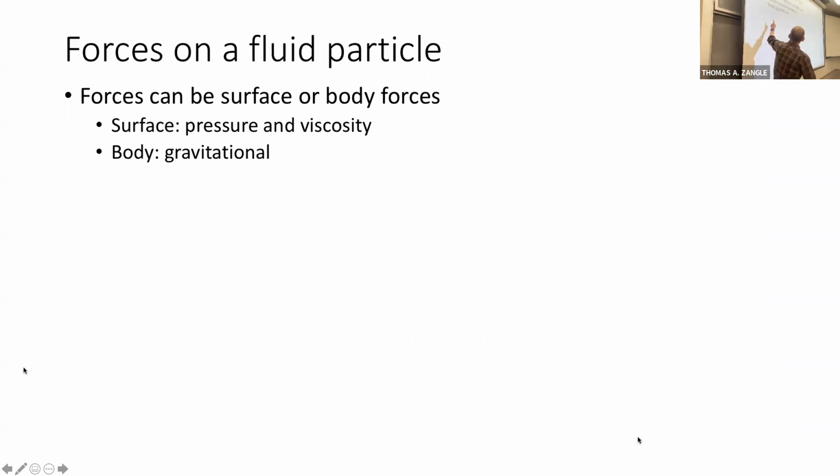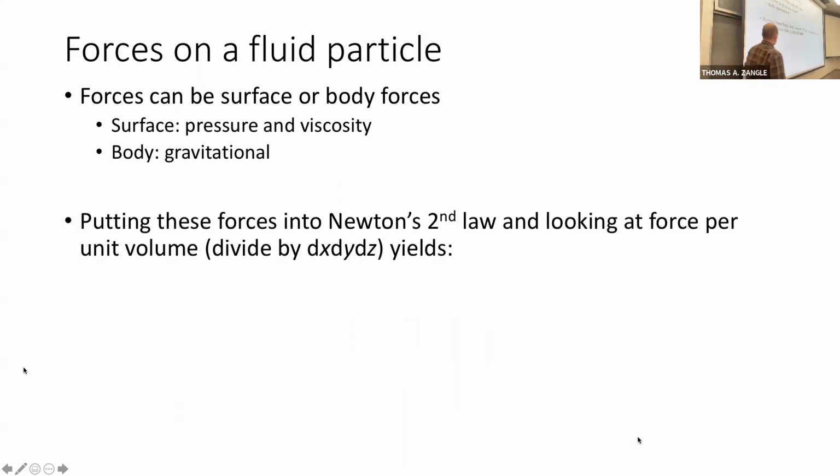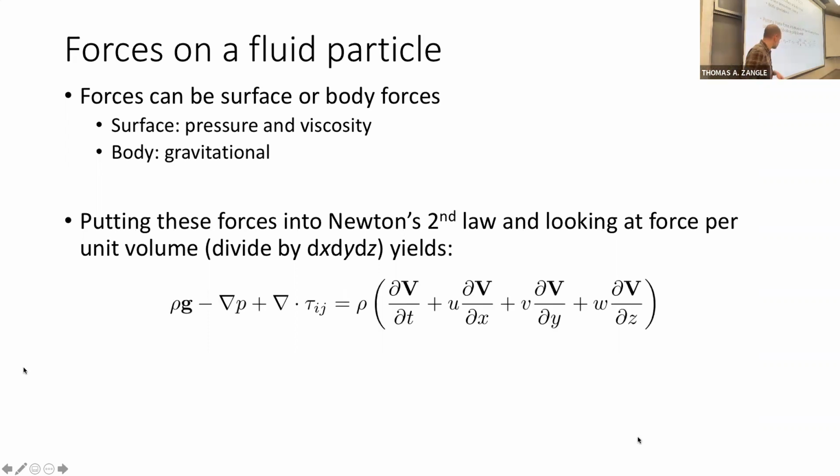So we're going to have surface forces like pressure and viscosity, and body forces. In this case, we're going to use gravitational body forces. And so we're going to put these into Newton's second law and look at force per unit volume. So we're going to divide through by dx, dy, dz. And we'll end up with this expression.